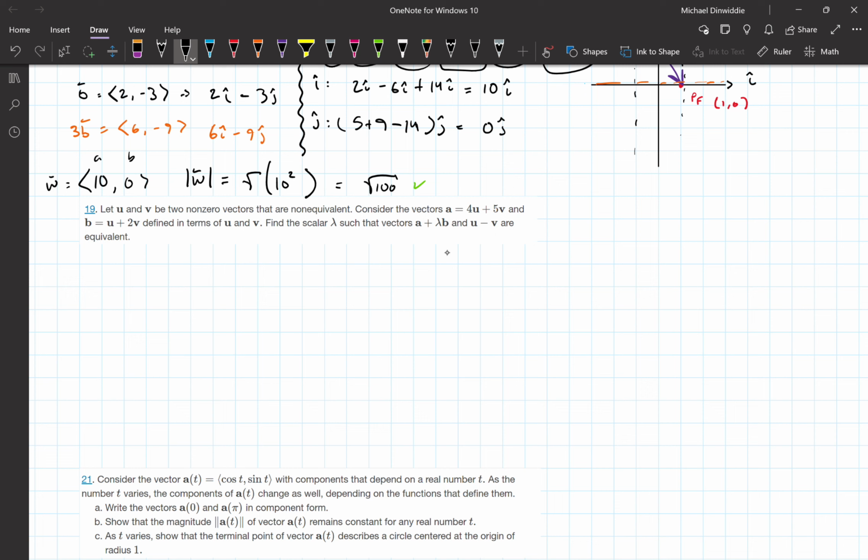It says let u and v, they do not equal each other, but they're two non-zero vectors, and they're non-equivalent. That means they just don't equal each other. So we cannot say that u is equal to v. And usually when they put that kind of language in a question like that, it's because there might be a cheat way to do that.